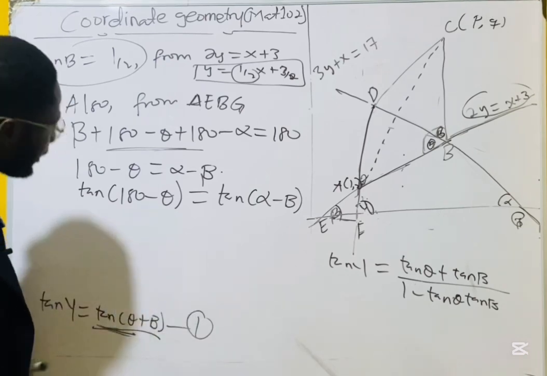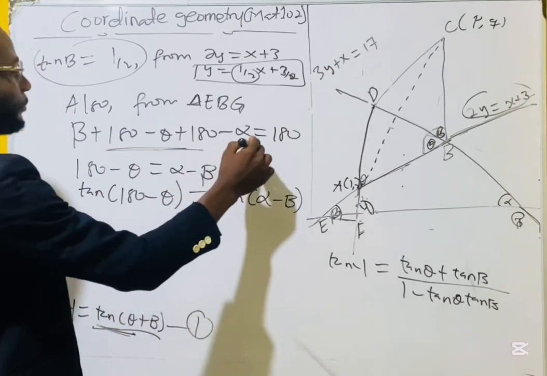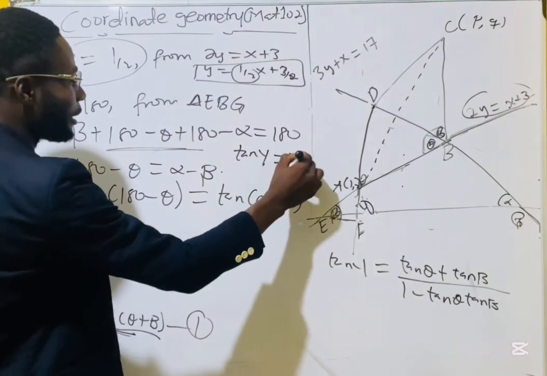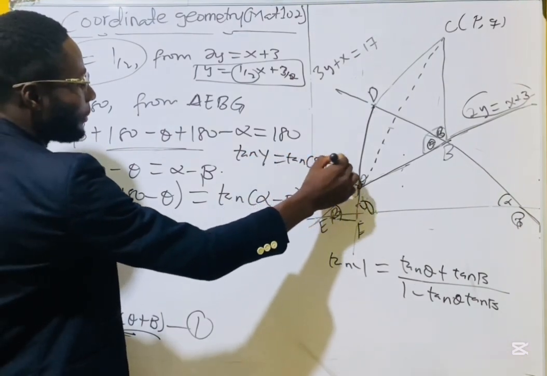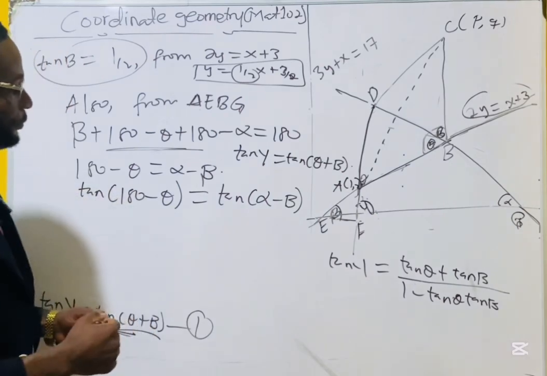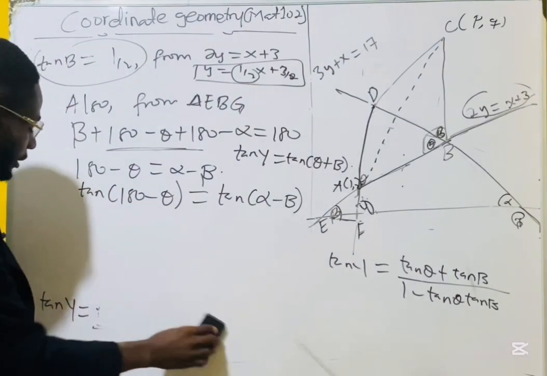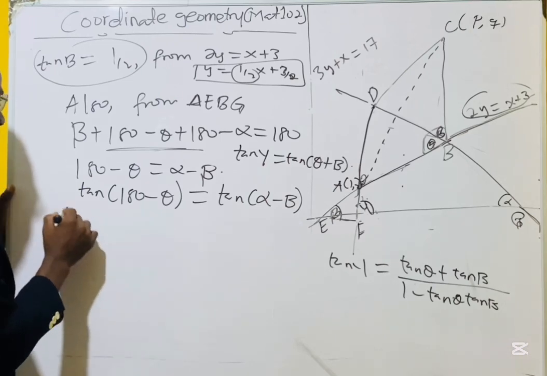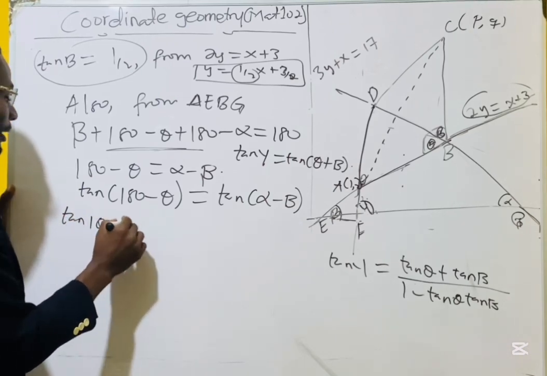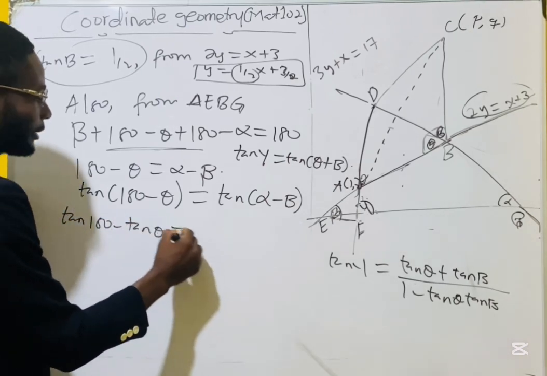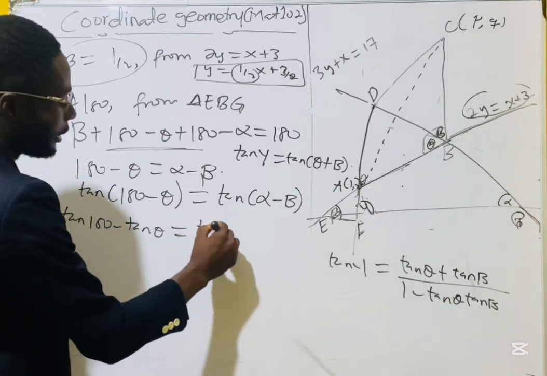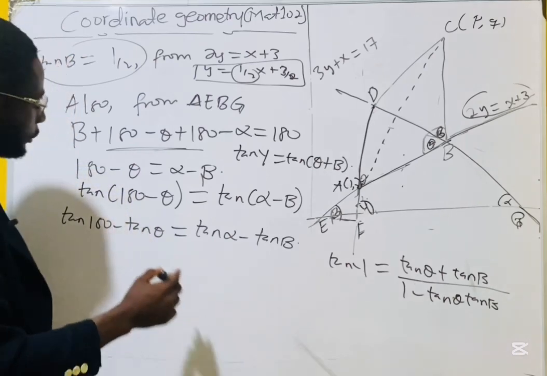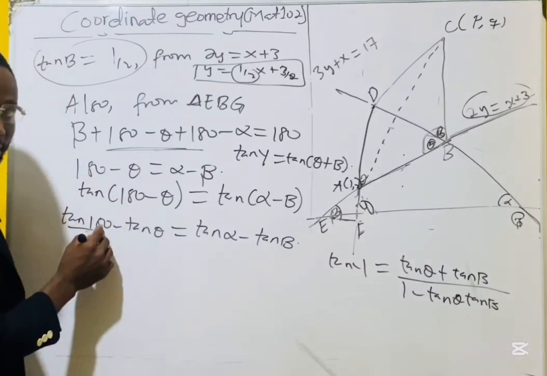But don't forget, I'm writing this down. Tan gamma is equal to tan of theta plus beta, right? So let's expand this. When you expand it, it's going to have tan 180 minus tan theta equals tan alpha minus tan beta, right? So you know that tan 180 is what?